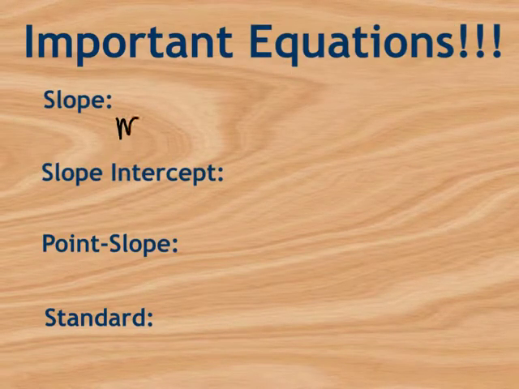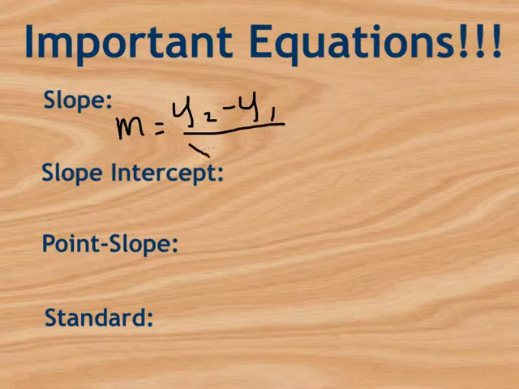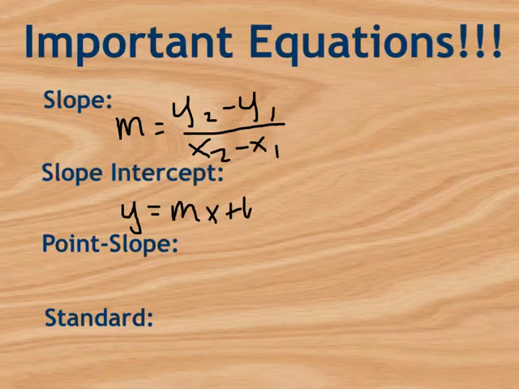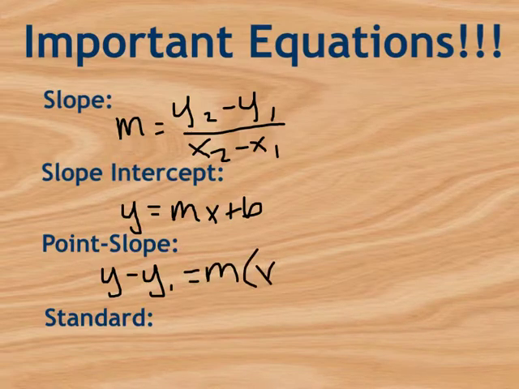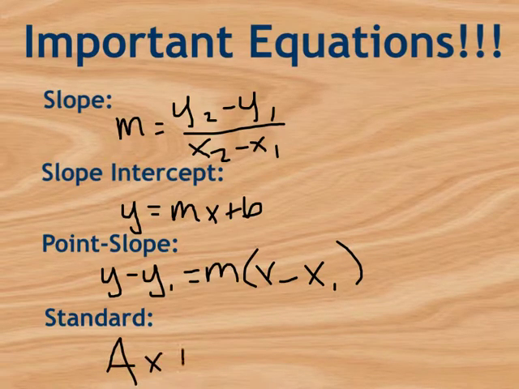Important equations we learned. Slope equals y2 minus y1 over x2 minus x1. Slope-intercept form is y equals mx plus b, where m is our slope and b is our y-intercept. Point slope, y minus y1 equals m times x minus x1, and that's where x1 and y1 are from a point. And standard form is ax plus by equals c. You will need to know all of these.